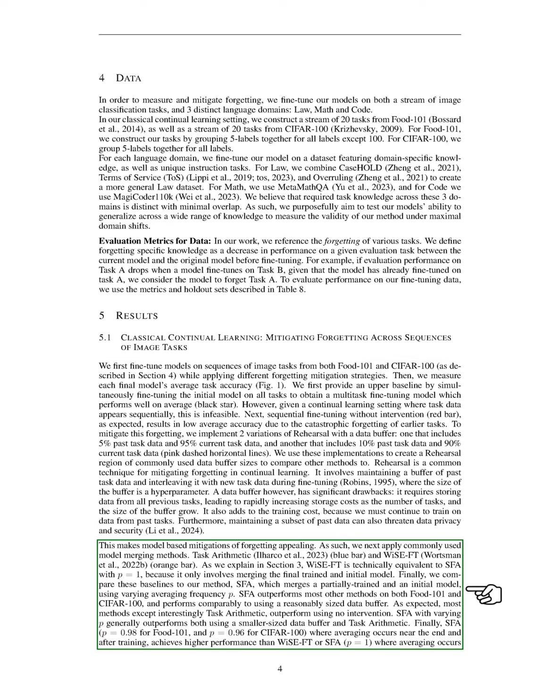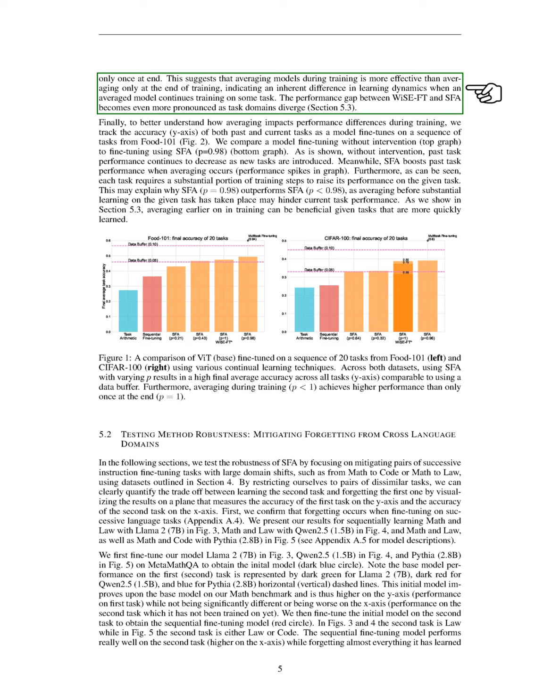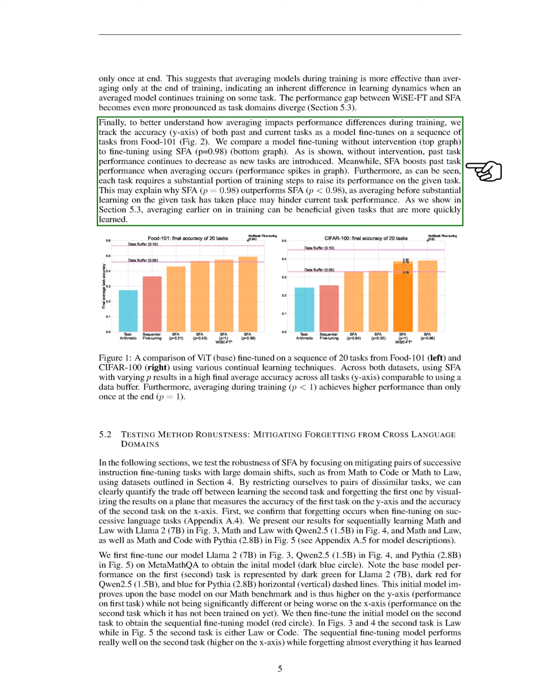Therefore, we explore model-based methods like task arithmetic and WISE-FT. We find that SFA, which merges a partially trained model with the initial one, generally outperforms these methods. Our results show that SFA, especially when averaging occurs near the end of training, achieves better performance than methods that average only at the end. This indicates that averaging during training is more effective, as it allows the model to continue learning after the averaging process.